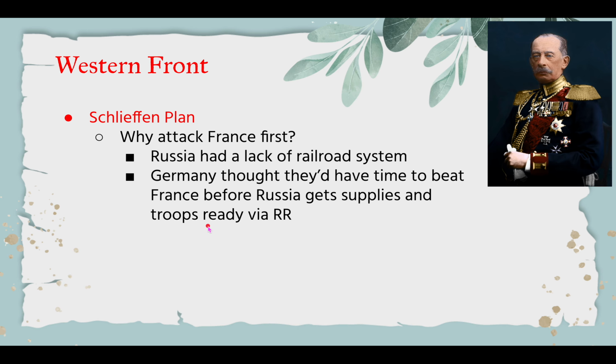So, why did he want to attack France first? It is because Russia had a lack of a railroad system. So Germany thought that they'd have time to beat France before Russia got supplies and troops ready via the railroad.